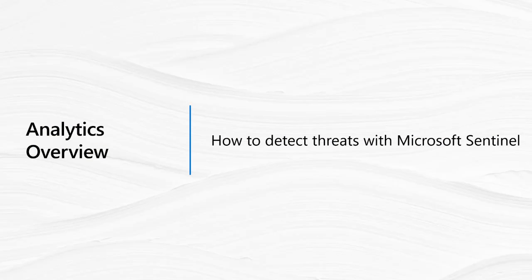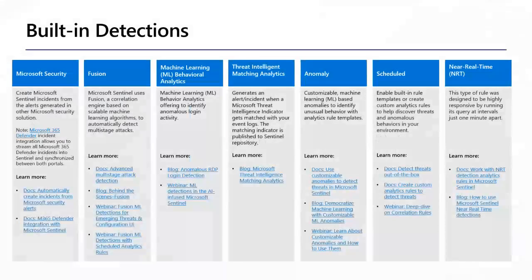Now let's get started with the analytics overview. There are 7 rule types available in Microsoft Sentinel. We have summarized each of them with high-level information and learning resources. Therefore, we'll only go through them briefly instead of deep diving into each of them, for the interest of time. Keep in mind that we'll only be focusing on scheduled and NRT rules in this webinar. Now, let's quickly walk through all the rule types available in Microsoft Sentinel.